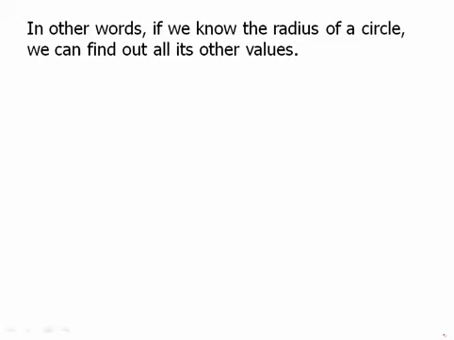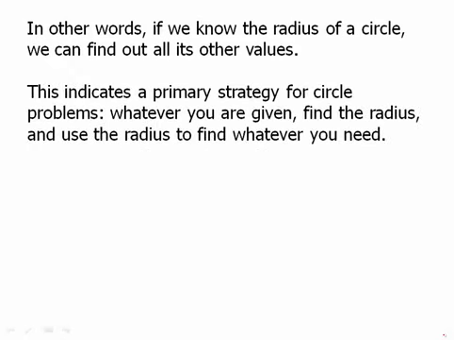So what that means is, if we know the radius of a circle, we can find out all its other values. This indicates a primary strategy for circle problems. Whatever you're given, find the radius first, and then use the radius to find whatever else you need. That is a really important mindset to have when you're dealing with circles.